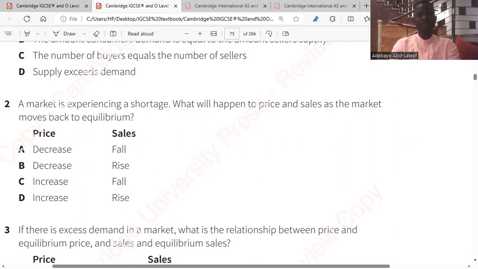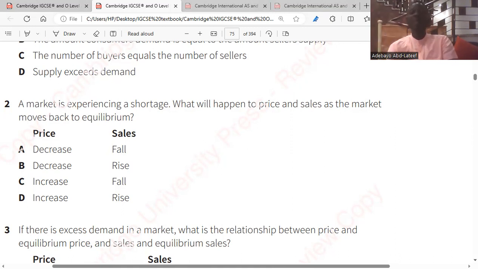Wait, listen. A market is experiencing a shortage. That means demand is more than supply. That is what shortage means. Demand is what? More than supply. Good. So what will happen to price and sales as the market moves back to equilibrium?